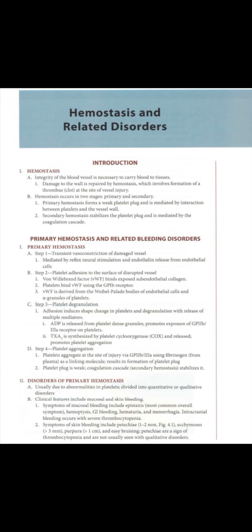Introduction. Hemostasis. Integrity of the blood vessel is necessary to carry blood to tissues. Damage to the wall is repaired by hemostasis, which involves formation of a thrombus at the site of vessel injury. Hemostasis occurs in two stages, primary and secondary. Number 1. Primary hemostasis forms a weak platelet plug and it's mediated by interaction between platelets and the vessel wall. Number 2. Secondary hemostasis stabilizes the platelet plug and is mediated by the coagulation cascade.